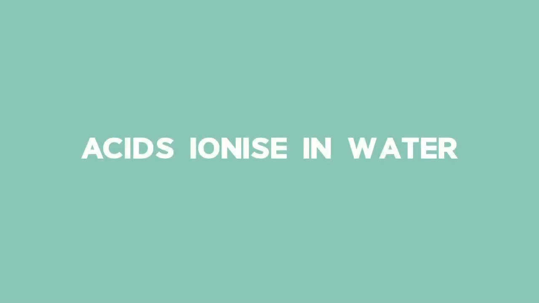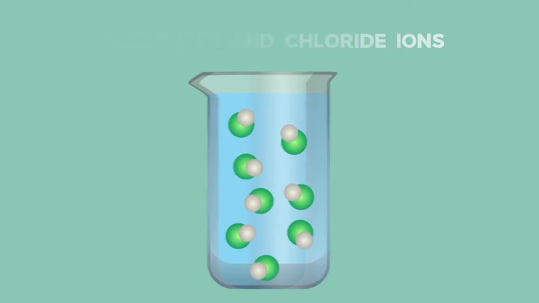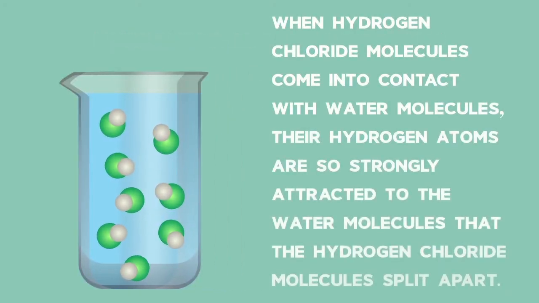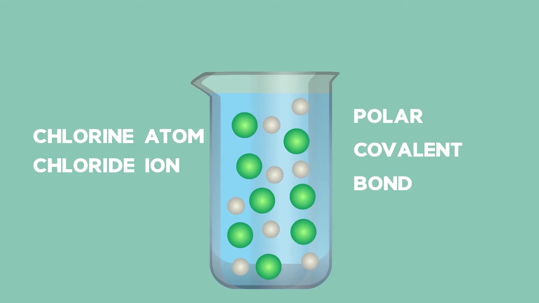Acids ionize in water. For example, hydrogen chloride molecules react with water molecules releasing hydronium and chloride ions. When hydrogen chloride molecules come into contact with water molecules, their hydrogen atoms are so strongly attracted to the water molecules that the hydrogen chloride molecules split apart. The chlorine atom forms a chloride ion by accepting the electron from the polar covalent bond between hydrogen and chlorine in the hydrogen chloride molecule.